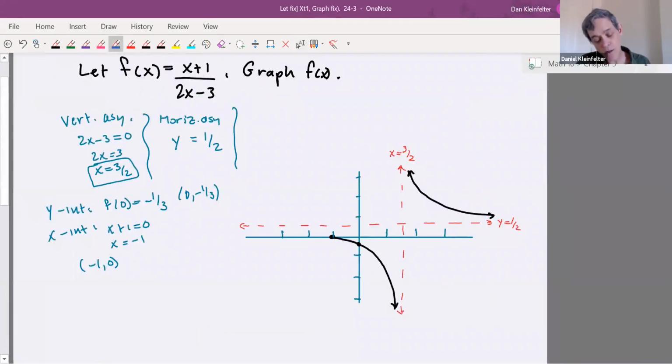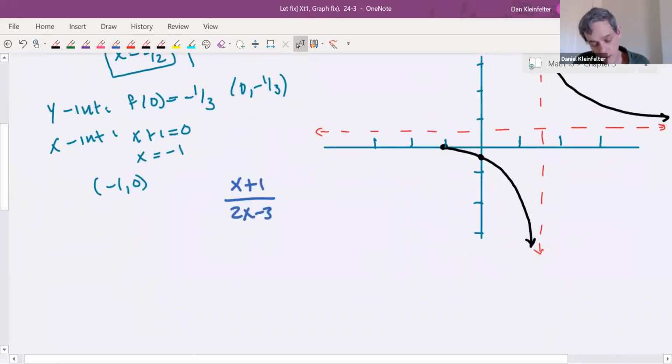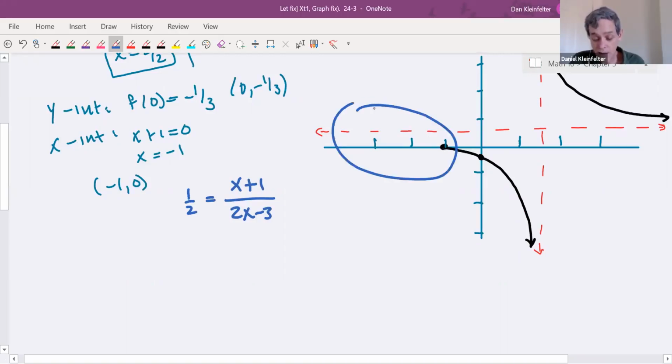So we want to know, is f of x, which is x plus 1 over 2x minus 3, could that ever equal 1/2, which is the y value for that horizontal asymptote? So let's go ahead and set it equal to 1/2 and see what happens. We're going to solve this equation for x, and that'll tell us where this black line is going to cross that red dashed line, if ever. So multiply through by 2x minus 3 to clear the fractions out.